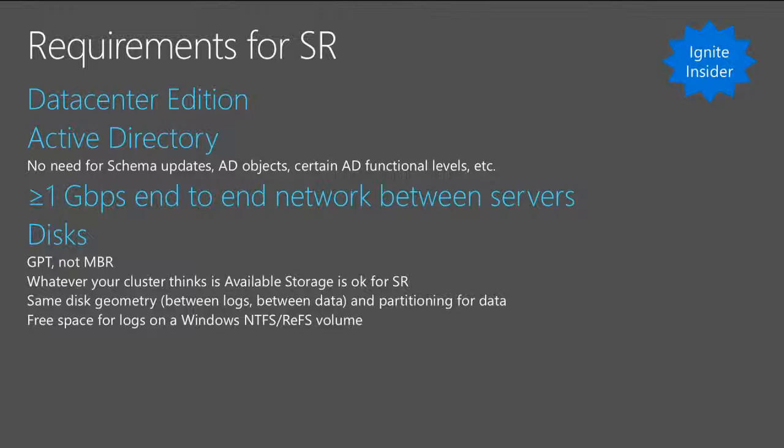You need the same disk geometry. When I say that, people's eyes kind of cross. What I mean is, if I've got 512E disks and 4K disks, their blocks will never be the same size. Remember, I'm doing block replication, so I don't care if they're the same make, the same model, the same manufacturer. As long as the sectors, the blocks, are the same size, I'm good. And then free space for logs on a volume that you set aside for replication.